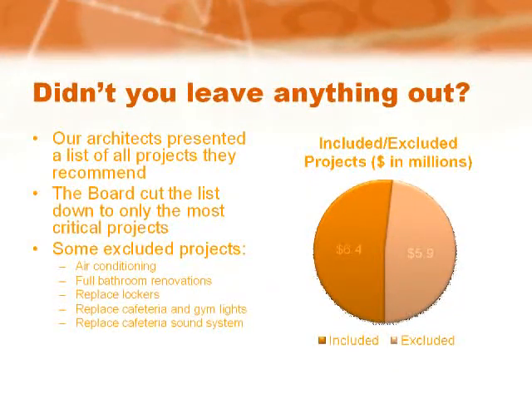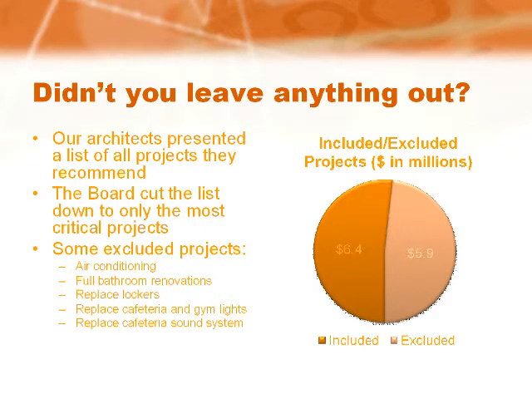With this list of projects, many people have asked whether the board left anything out. Our architects presented a list of all their recommended projects, and the board cut that list down to only the most critical ones that are needed now. Some of the excluded projects were air conditioning, full bathroom renovations, replacing the gym lockers, replacing the cafeteria and gym lights, and replacing the cafeteria sound system.